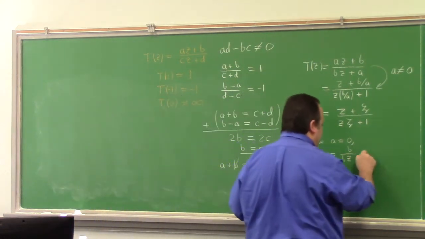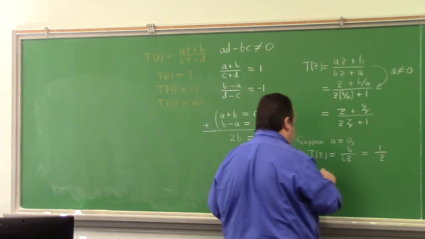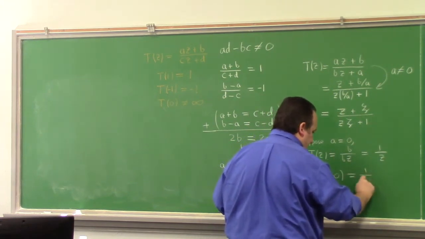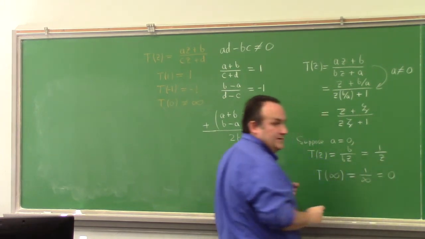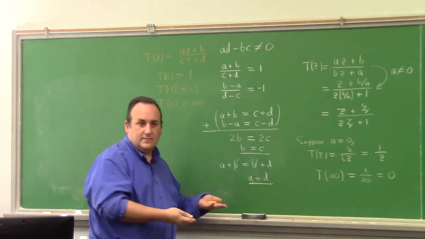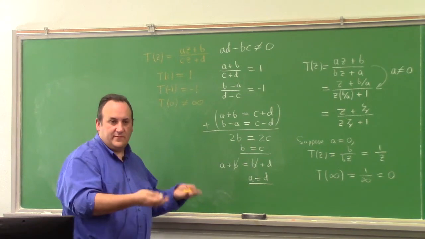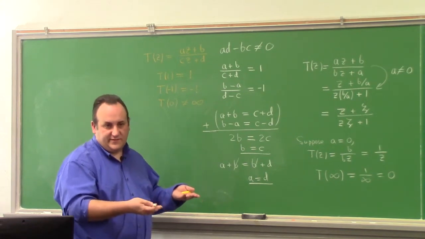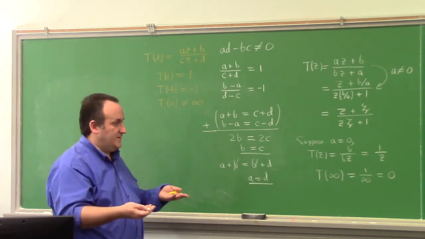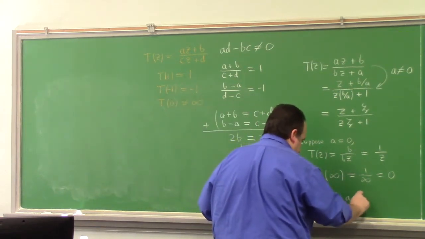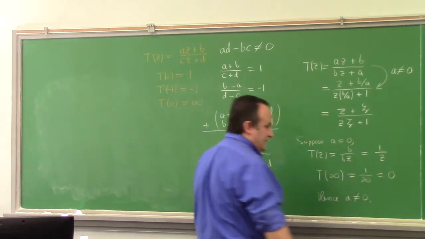What can you tell me about the reciprocal map? What's T of infinity? It would then be 0, right? But we're given that T of infinity is not 0, right? Therefore, our assumption that a equals 0 is incorrect. So, hence, a is not equal to 0. And there you go. That's number 2.